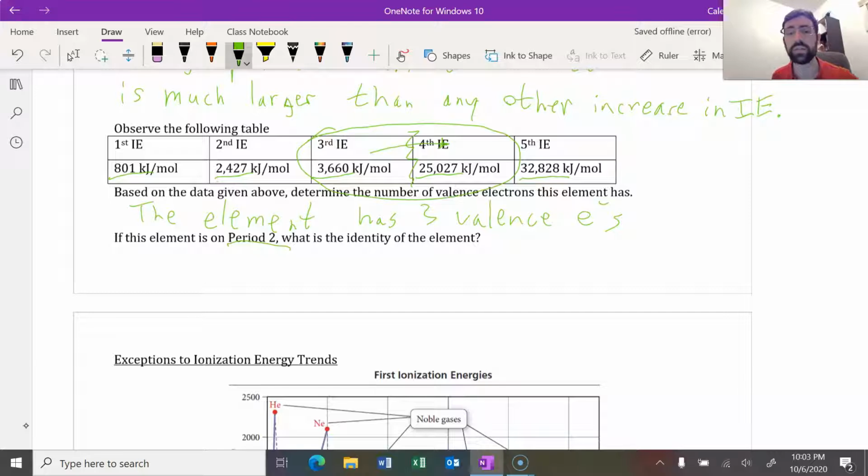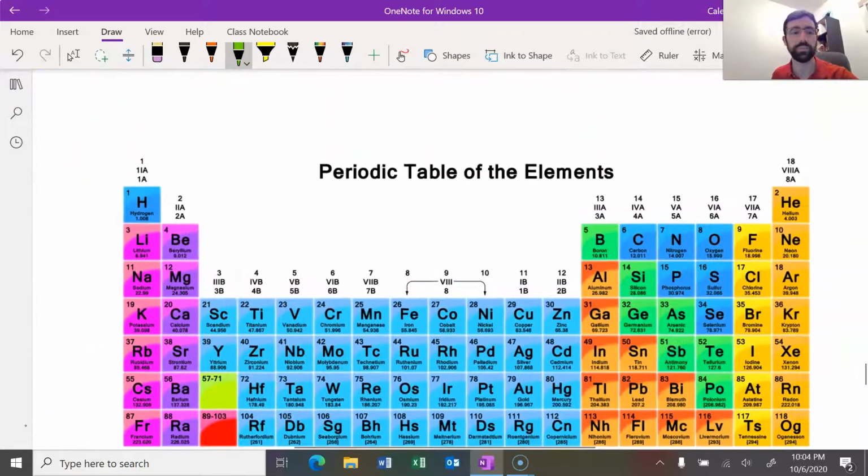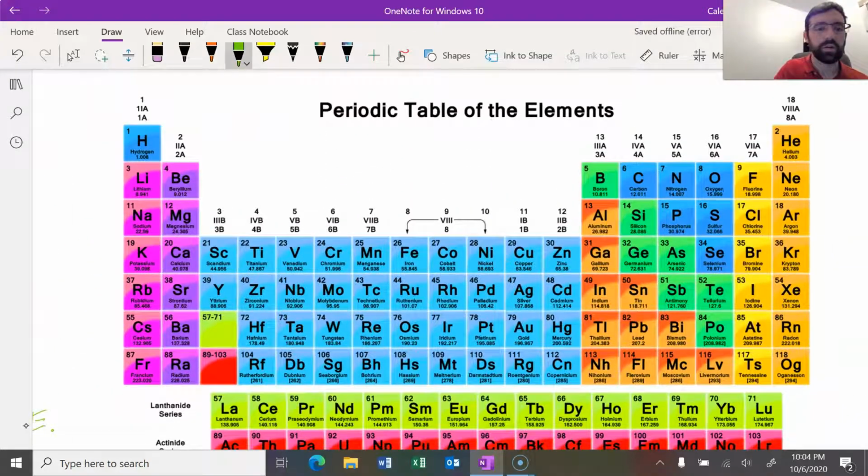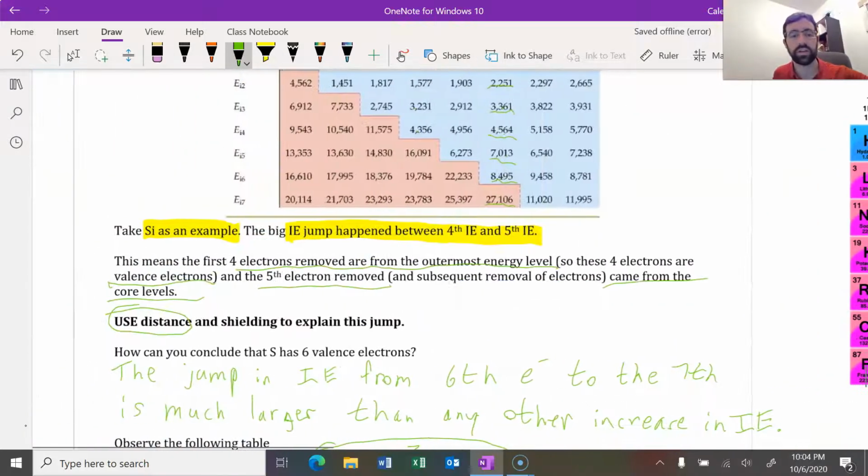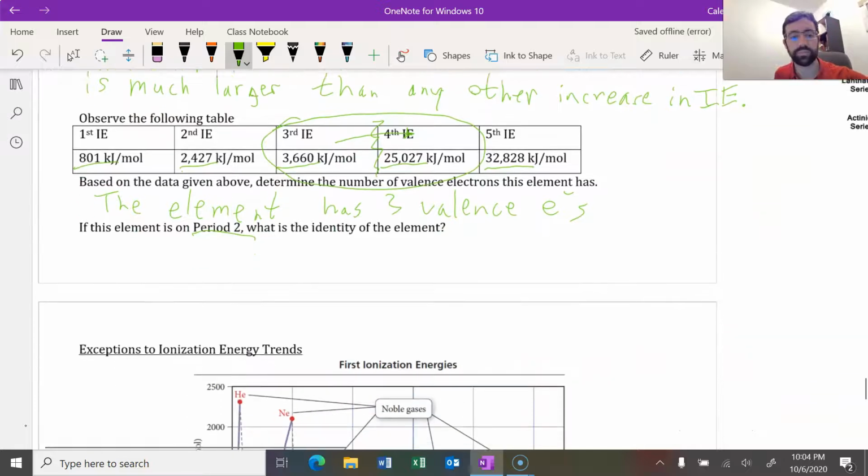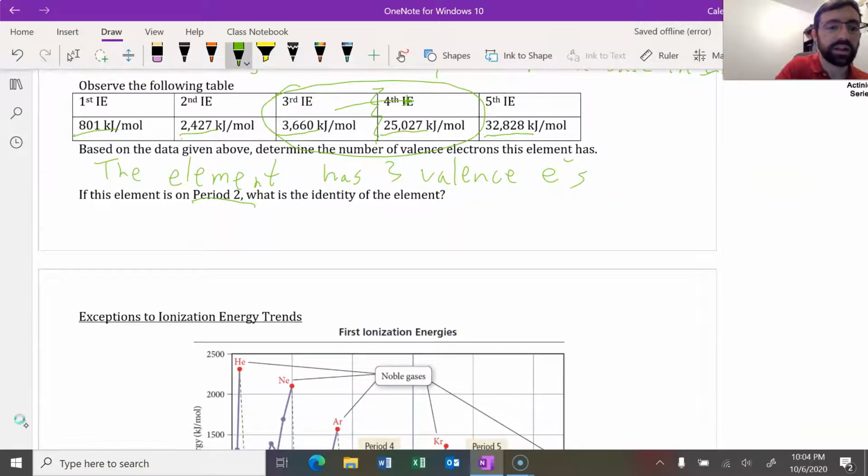Well, if it has 3 valence electrons, we want to look in group 13 on the periodic table for period 2. So period 2: 1, 2, 3, boron is the one in period 2 that has 3 valence electrons. So we can scroll down. We could say this element is boron.